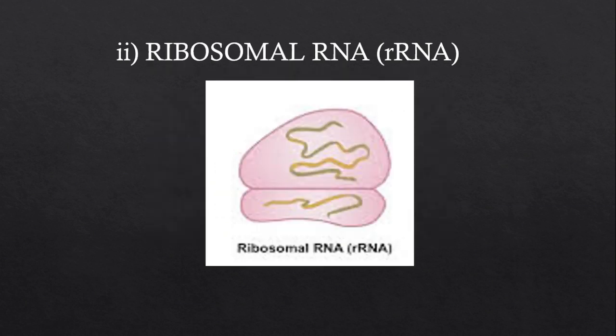Ribosomal RNA associates with a set of proteins to form ribosomes. The two ribosomal RNA subunits join with protein in the cytosol to form the subunits of ribosomes. Ribosomes attached to the endoplasmic reticulum synthesize protein.